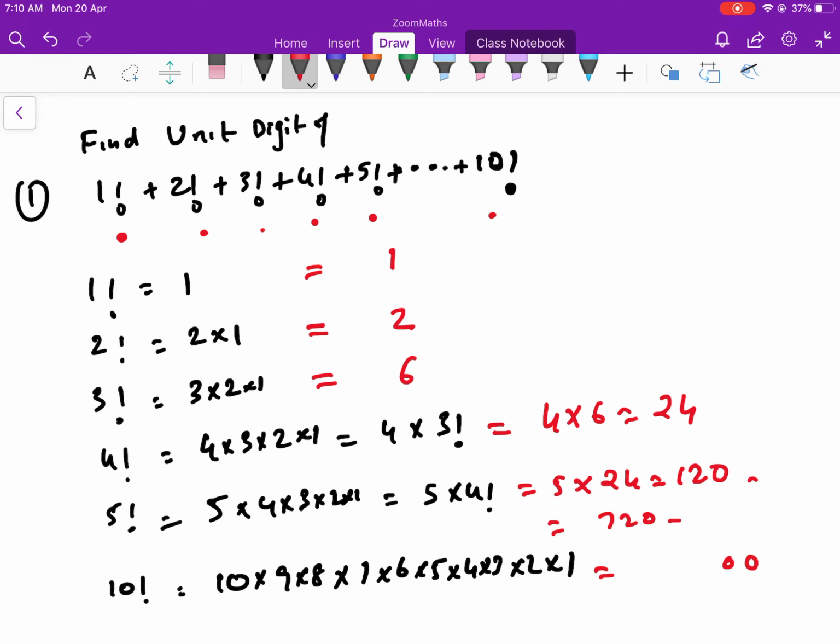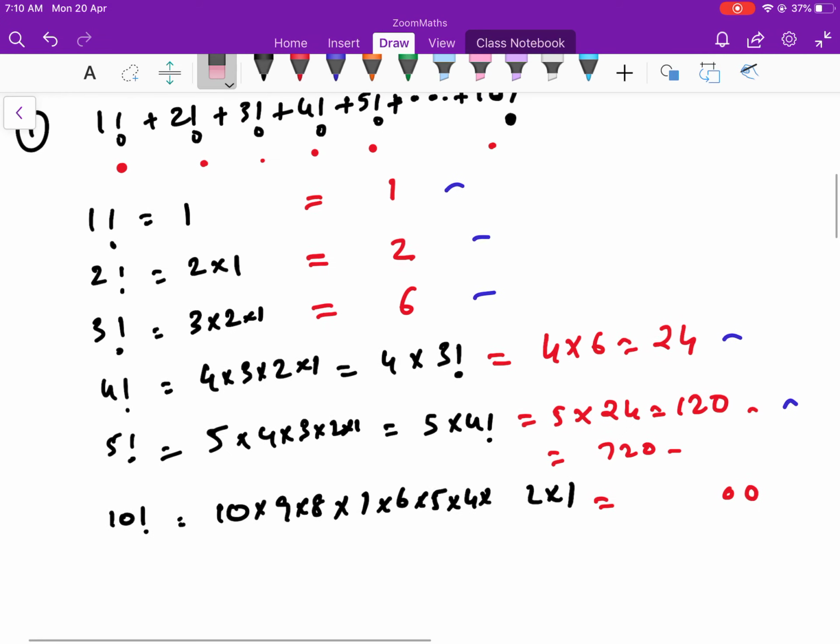So you don't have to worry about adding or multiplying all these numbers. If you can get the factorials up to 5 factorial, that is 1 factorial, 2 factorial, 3 factorial, 4 and 5 factorial, then you are in a good position to find the unit digit, because after 5 factorial every unit digit will be a 0. So what you have to do, you just have to add. So let's go and add these things.